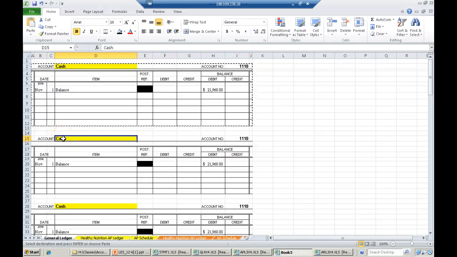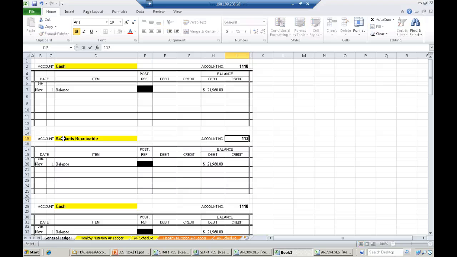However, now we're just going to put in the different names. So we have accounts receivable. Again, the account number is 1130. We have a balance here of $84.20 and 64 cents.